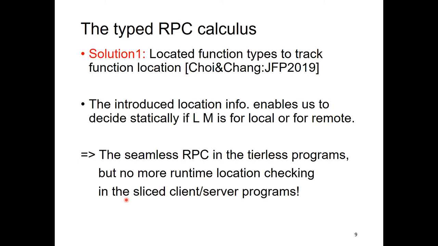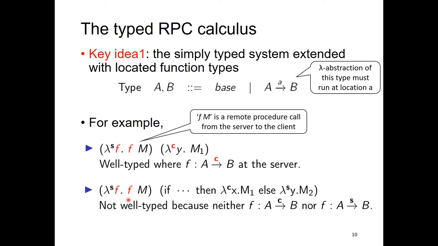A key idea behind our typed RPC calculus is a location annotation on a function type. It is reminiscent of a location annotation on a lambda abstraction. The located function type means that every lambda abstraction of this type is guaranteed to run at the specified location A. For example, the argument f has a client function type because a client function is going to be bound to f. In the second example, f has neither a client function type nor a server function type, because depending on the value of the if condition, both a client function and a server function can be bound to f. In the typed RPC calculus, only monomorphic locations are allowed, so it is not well typed.